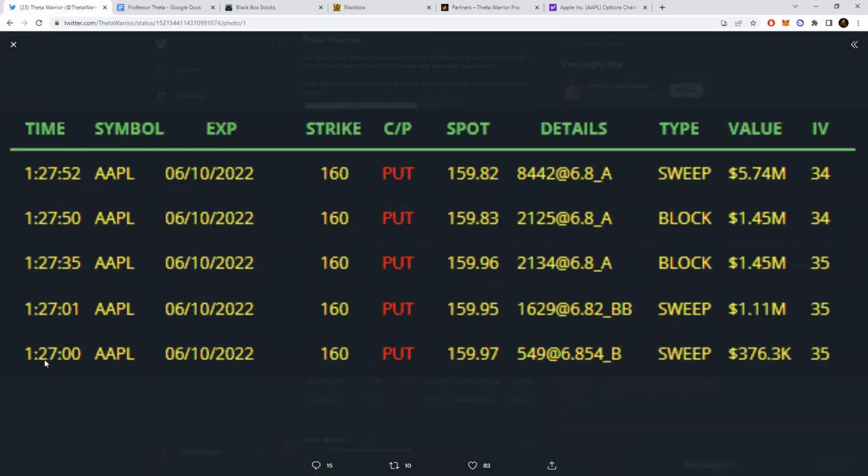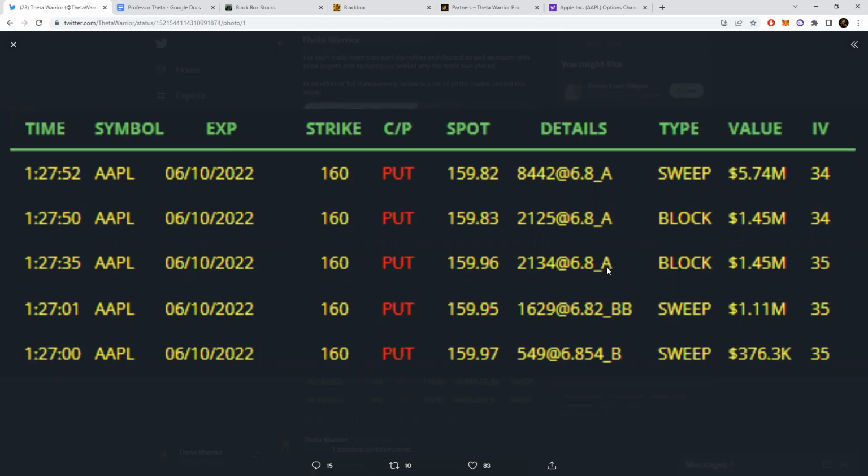And keep in mind, these were the first trades that came in 1:27 on the East Coast. Final trade came in 52 seconds later. All of these happened in less than a minute. The very first one came in on the bid. The next trade a second later came in below the bid, and you can see that the contract price dropped. That's why it came in below the bid.